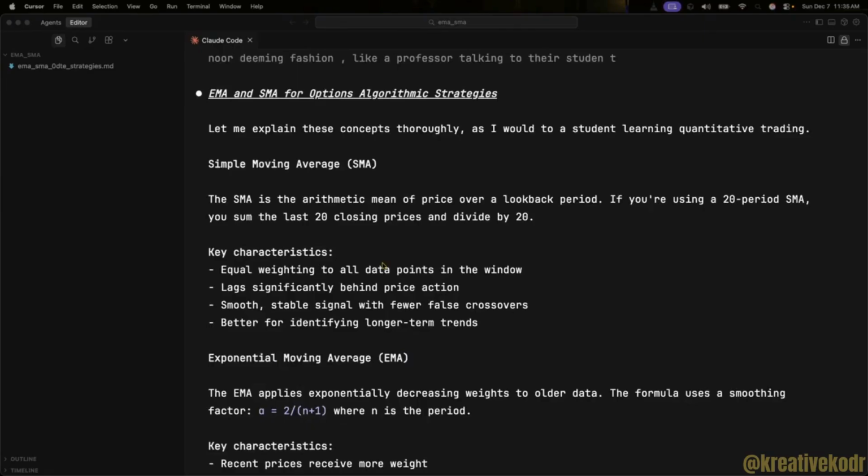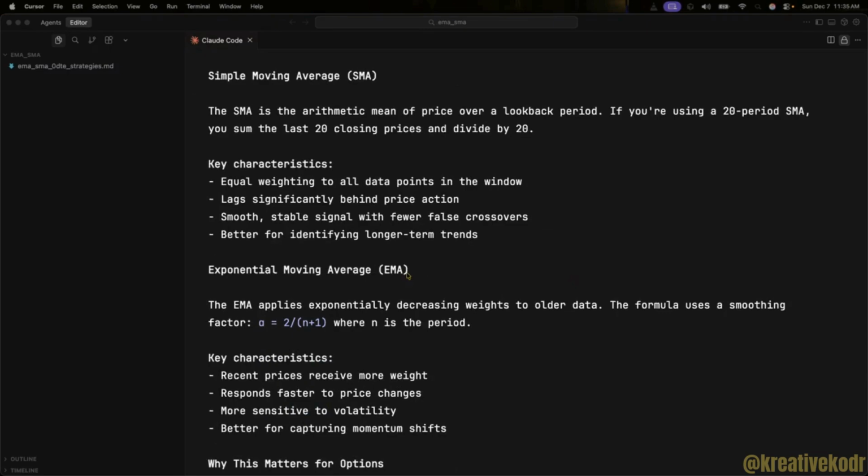All right, so let me explain these concepts as I would to a student learning quantitative trading. We have our simple moving average. This is the arithmetic mean of the price over the lookback period. If you're using a 20 SMA, you're using the sum of the last 20 closing prices divided by 20, right? And then we already talked about this.